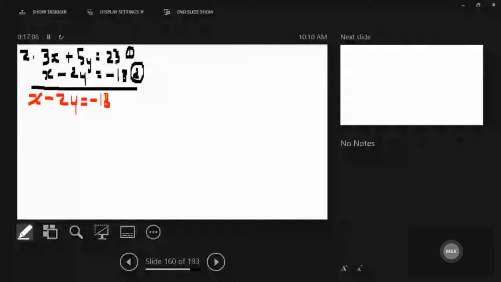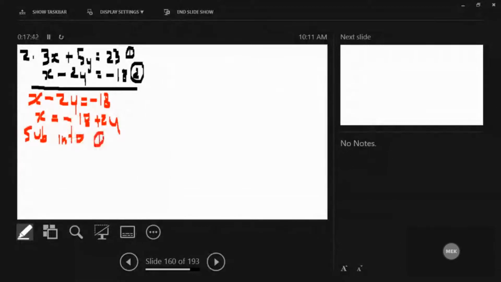So x will be equal to, bringing over the -2y to the right, -18 plus 2y, or 2y minus 18, whichever way. So this value now, we're going to substitute where x is in the first equation. So substitute into equation 1. So wherever x is, we're going to put a bracket and put -18 plus 2y.